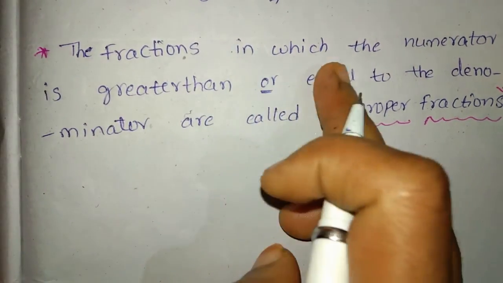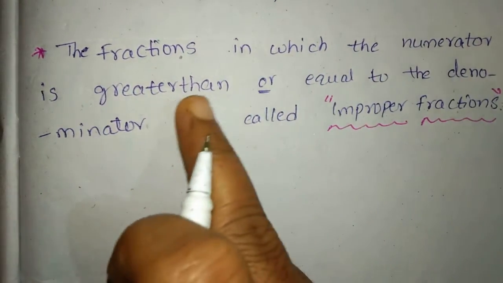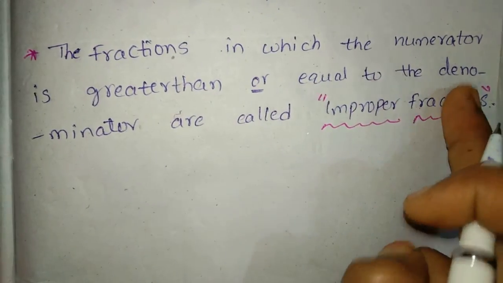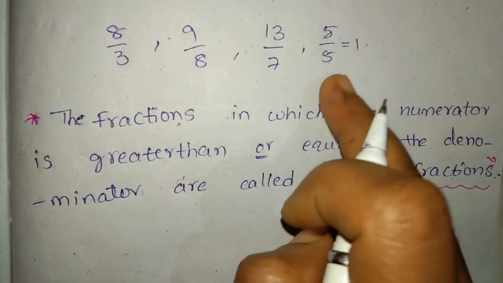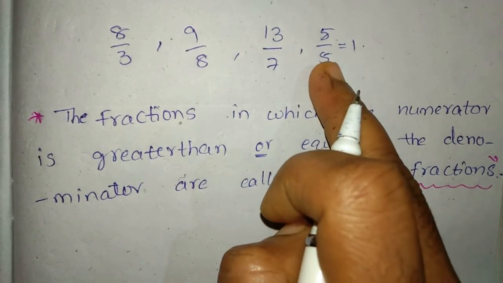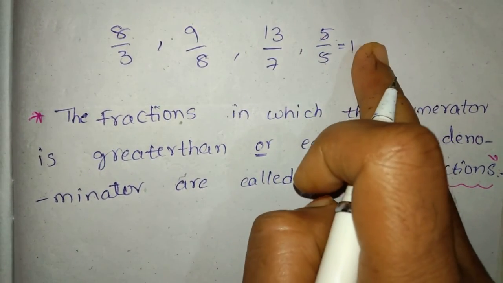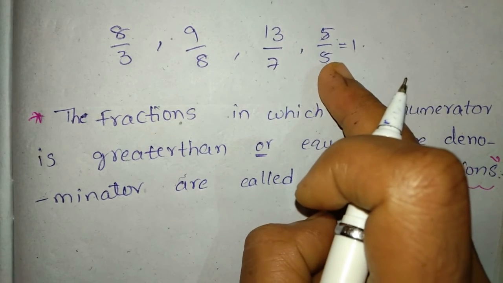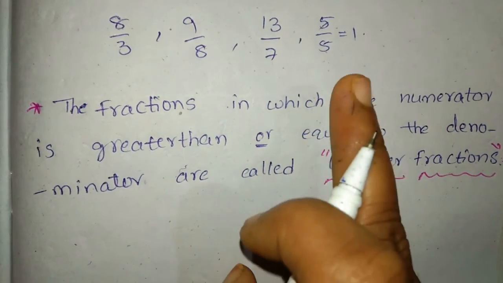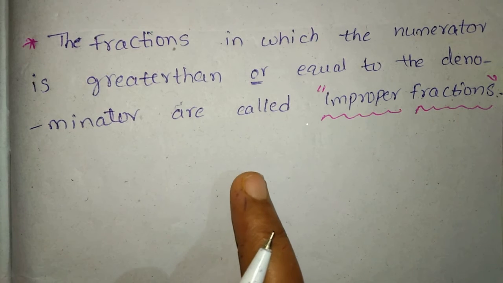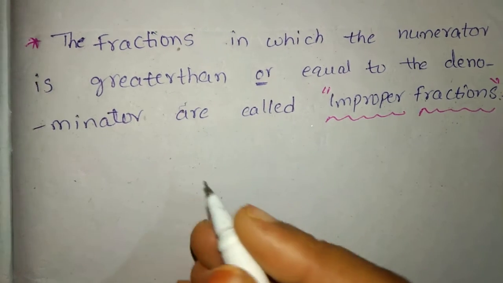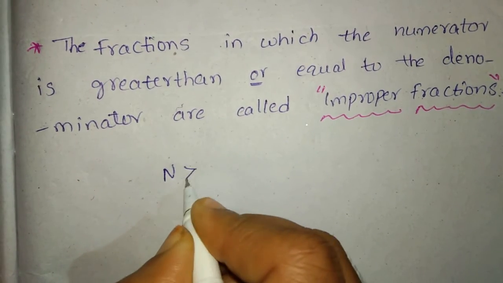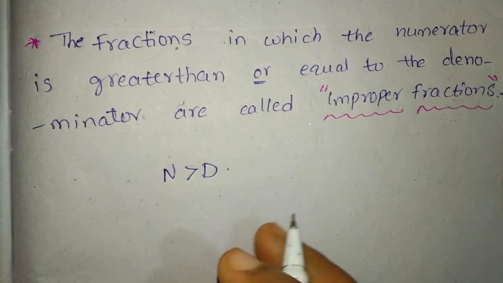The fractions in which the numerator is greater than or equal to the denominator are called improper fractions. Here, 5 by 5 is also an improper fraction. This is equal to 1, the numerator is equal to the denominator. Now, here the numerator is greater than the denominator.